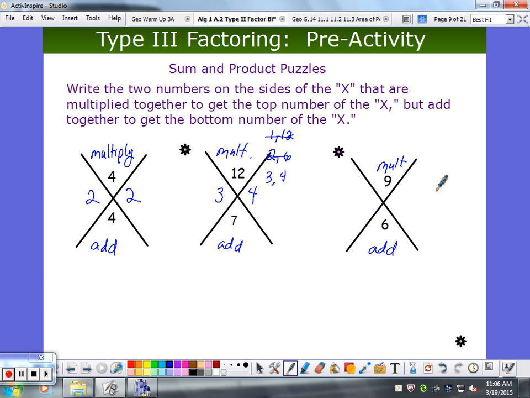And again, if you're having trouble, think about what two numbers multiply to 9. Okay? 3 and 3. Right? Because 1 and 9 multiply to 9, but they don't add to 6. Yes? They do not have to be the same number. Look at this. They don't. It just happens with these two. Sometimes they do, sometimes they don't.